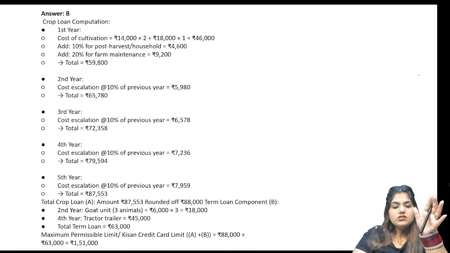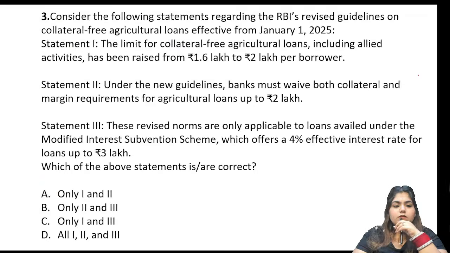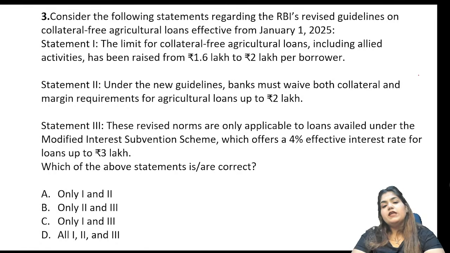This is the calculation they have done themselves as well. This is a written calculation. But I hope this is more clear. If it is not, you can see this as well. Consider the following statements regarding the RBI revised guidelines on collateral-free agriculture loan.